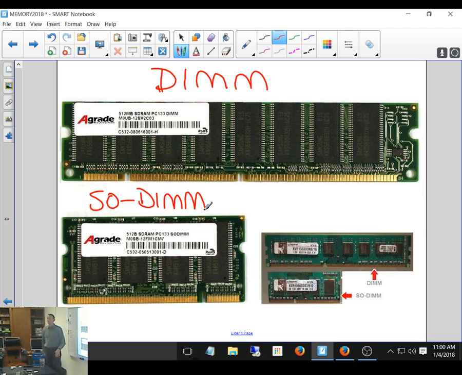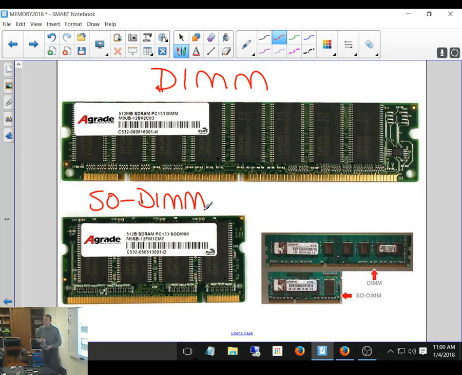Why do I point that out? Because everyone's going to do a presentation this time on memory for their motherboard. And if you show me a SODIMM, which every year someone does, is it going to work for your desktop? No. It will definitely not work for your desktop.